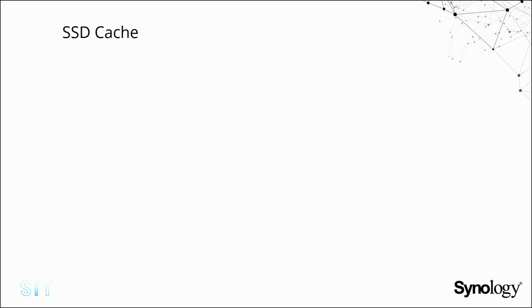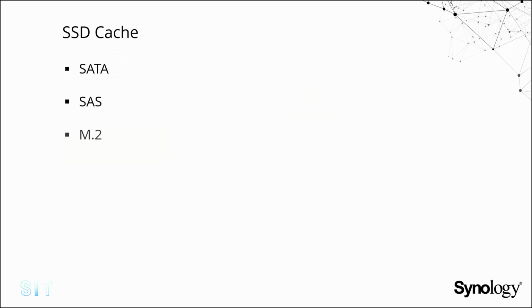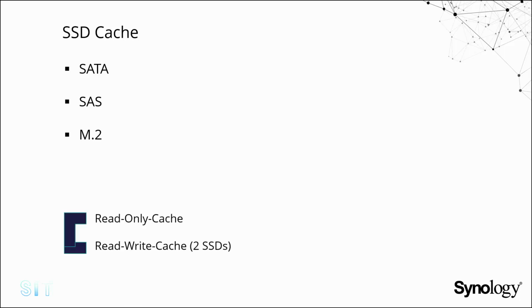SSD cache is a technology that allows files that are accessed regularly to be stored on a faster cache, thus significantly improving read and write speeds. SSDs can be configured as cache, whether they are connected to the system via SATA, SAS, or M2. We have the choice between a read-only cache or read-write cache, which then requires at least 2 SSDs.